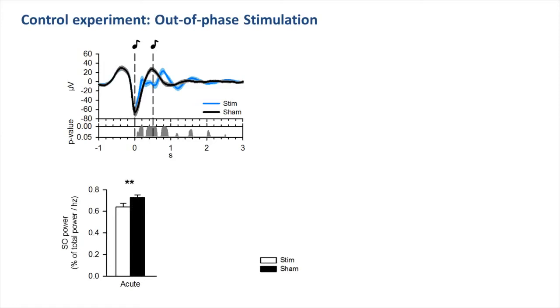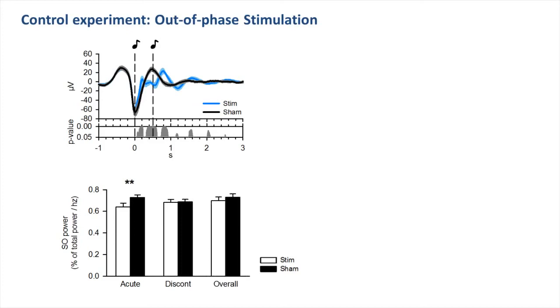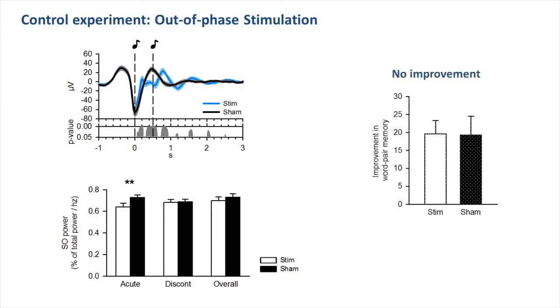However, as soon as the acute out-of-phase stimulation was discontinued, the suppressing effect ceased and reached comparable levels with the sham condition. In the end, over the 3.5 hour period of out-of-phase stimulation, slow oscillation power was not significantly lower than in the respective control condition. Corresponding to this unchanged overall slow oscillation power by out-of-phase stimulation, we also did not find any improvement in the retention of word pair memory after out-of-phase stimulation.